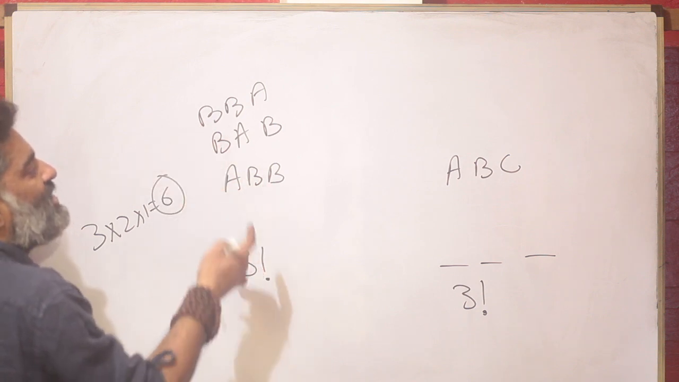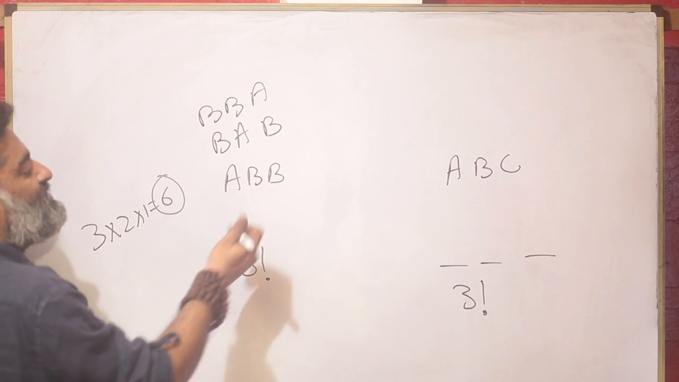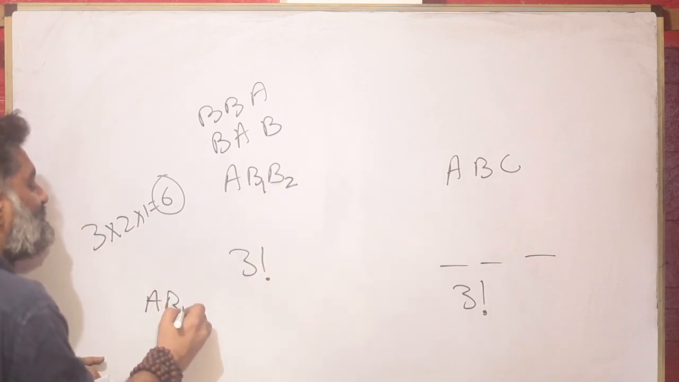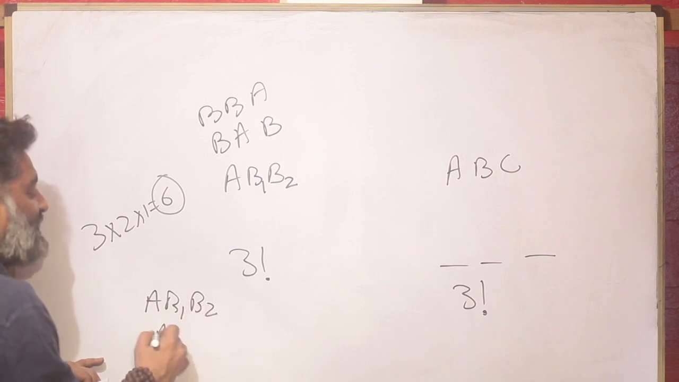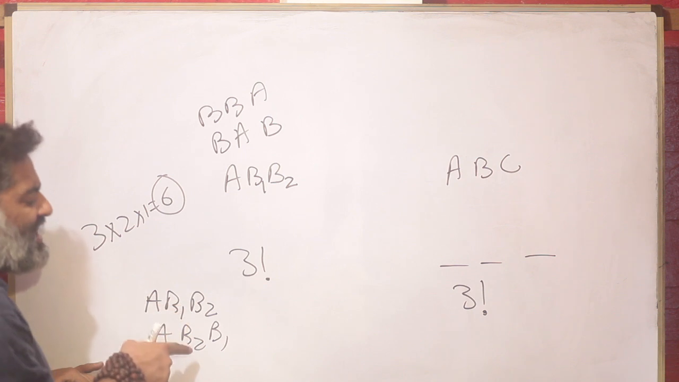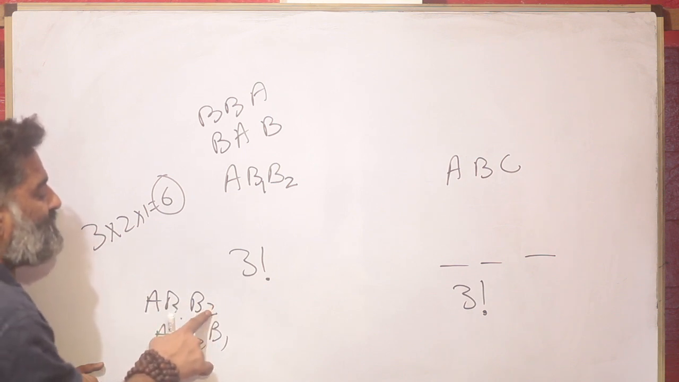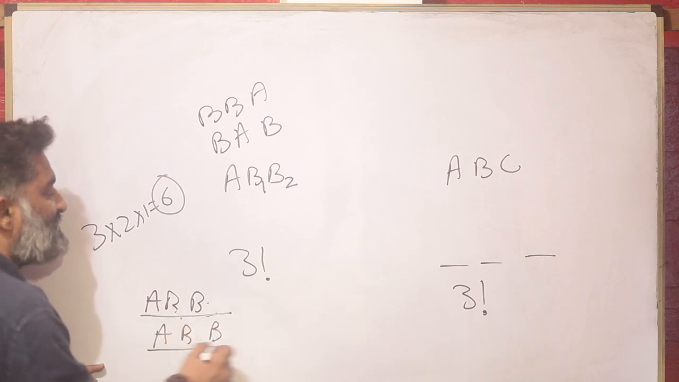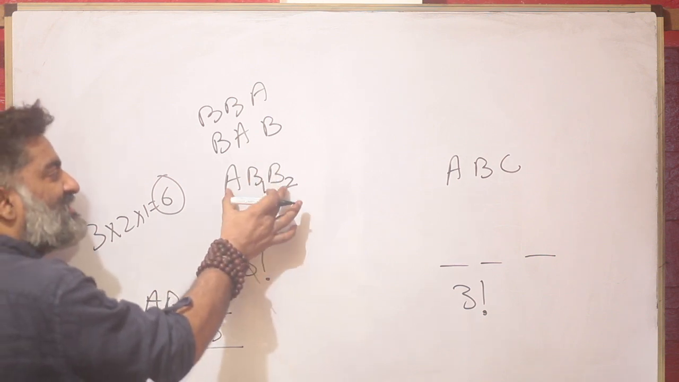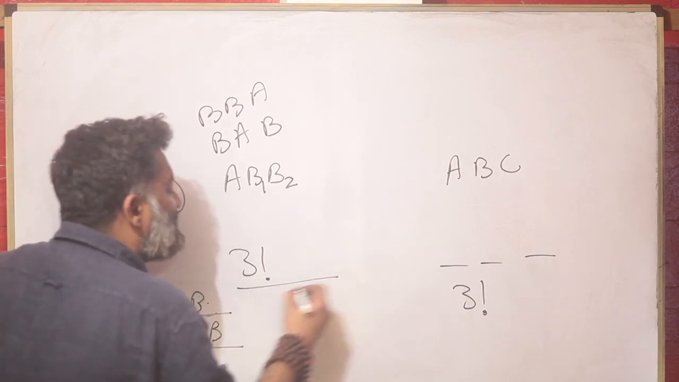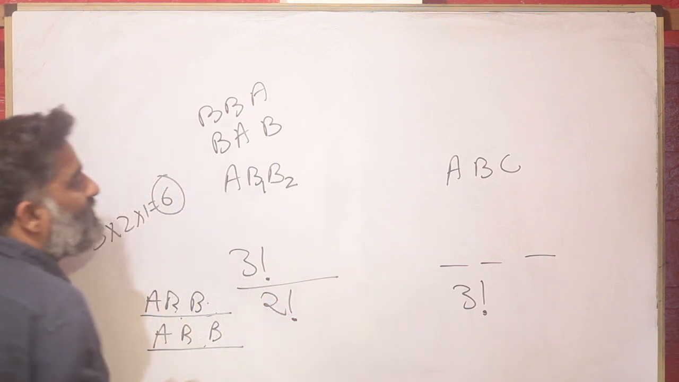Why is that? Because in this 6 you are assuming this is B1 and B2. So you are saying A, B1, B2. You are saying A, B2, B1. These two are different to each other. But are they different to each other? Because there is no B1, B2. So this is also ABB, this is also ABB. That means this scenario is being counted twice in this calculation. To fix it, you divide it by 2 factorial.